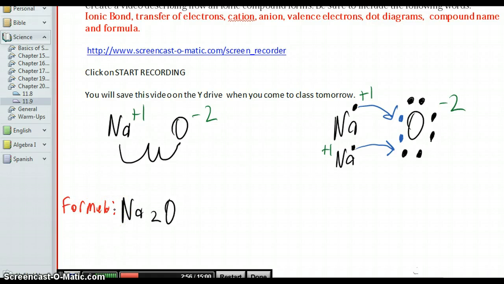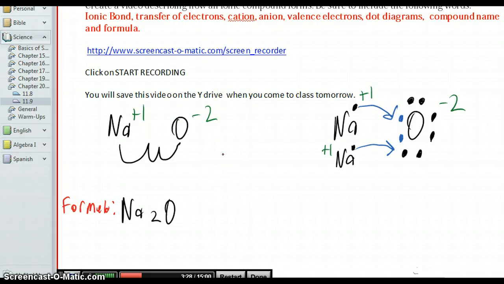And what you can see using the Criss-Cross method, which I did, is that you use two sodium atoms or electrons to give to oxygen, so you had to use 2 of them, so that's why it has Na2 like that.